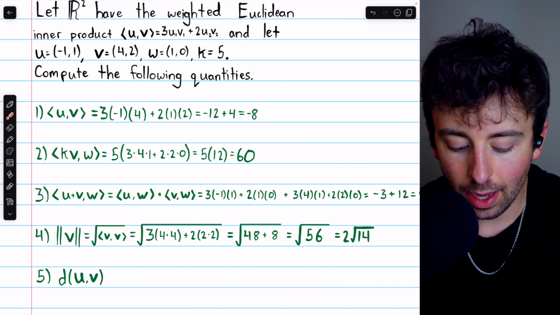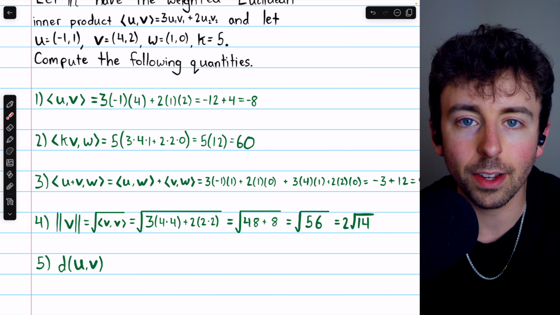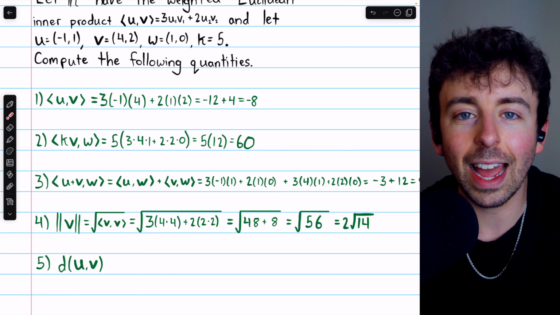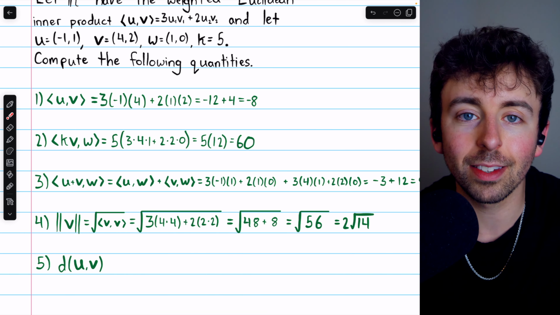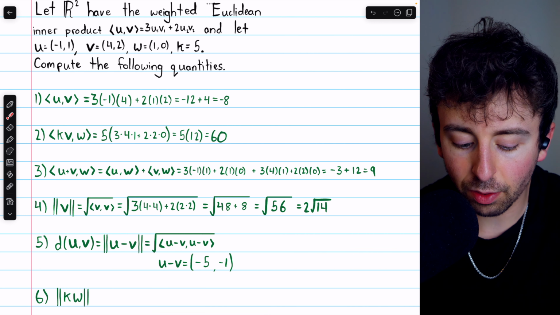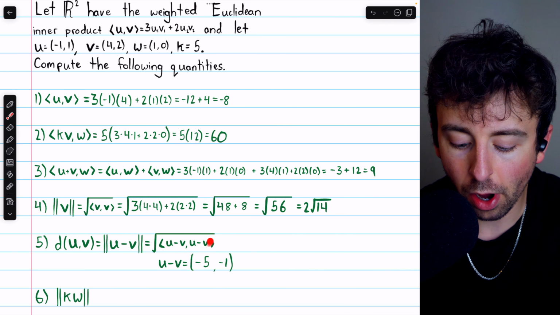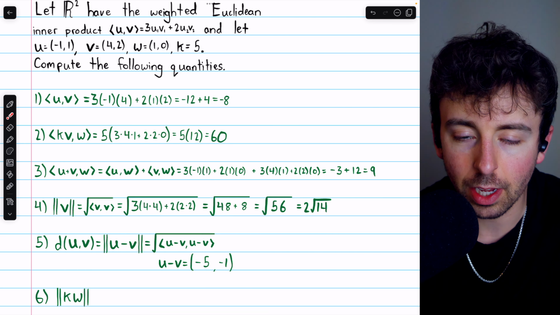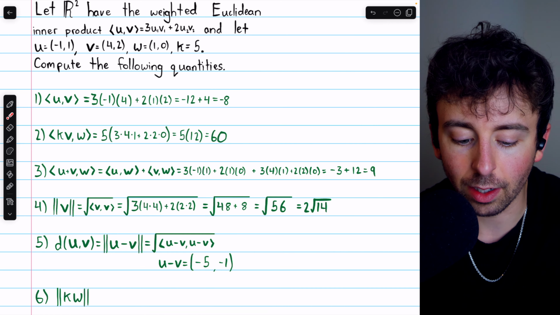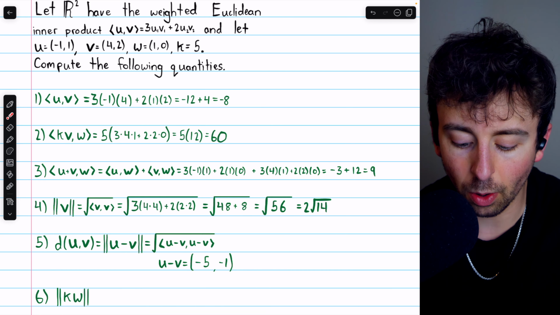Next, the fifth computation is to find the distance between u and v. In an inner product space, the distance between two vectors is defined as the norm of the difference of the vectors, so the norm of u minus v. That's how distance is defined. We know that this is the square root of the inner product of u minus v with u minus v. Let's quickly compute u minus v. The first component is -1 minus 4, so -5, and the second component is 1 minus 2, so -1.